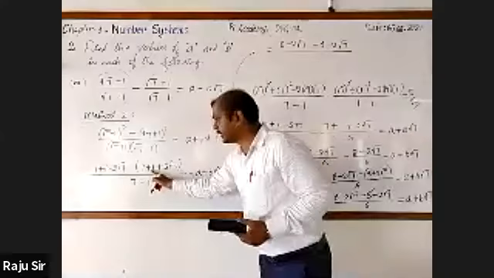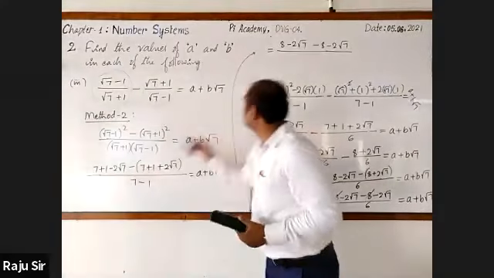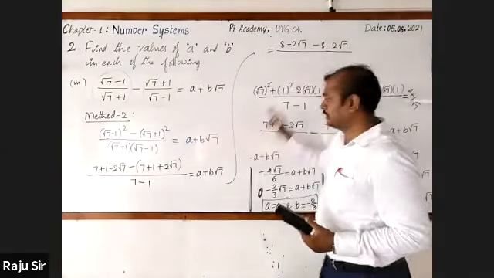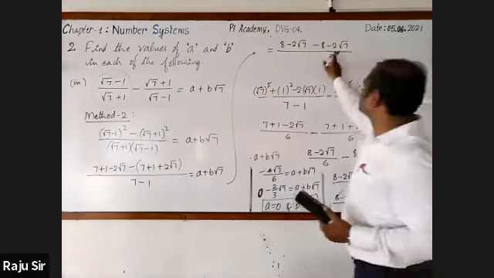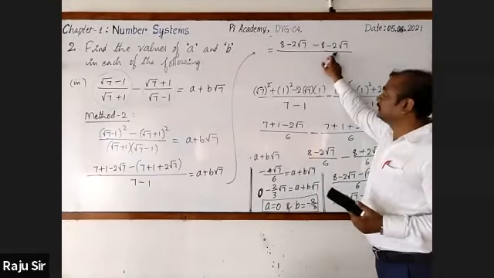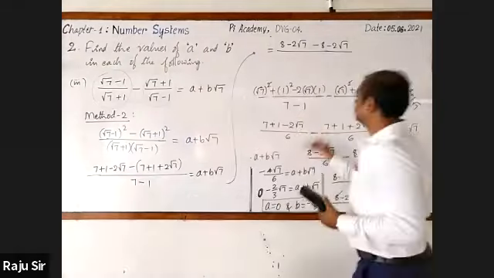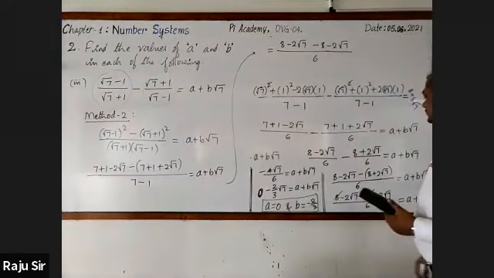Okay. Look, 7 plus 1 is 8; multiplying by minus gives minus 8. Then there is 2 root 7; multiplying by minus gives minus 2 root 7. Divided by 7 minus 1, it is 6.